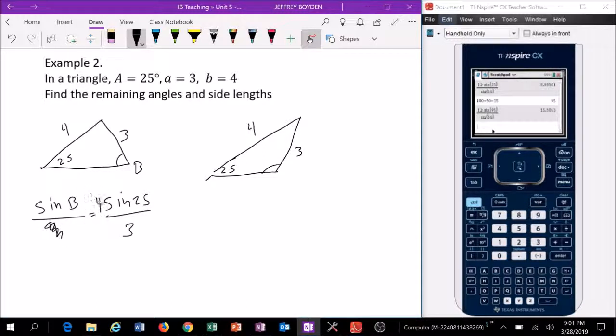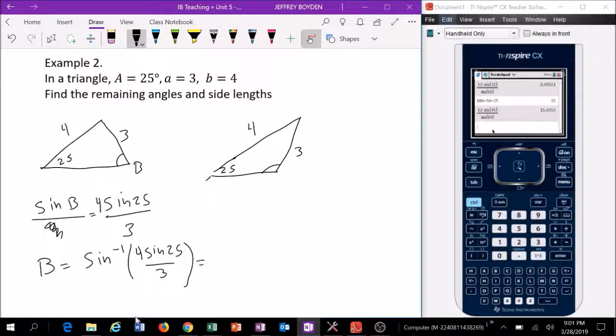And then here's where a lot of people make a mistake. If you type this in the calculator, you will get an answer, but it won't make any sense because there's a sine sitting right here. So we have to get rid of that sine by doing a sine inverse. Remember, inverses find angles. So anytime you're looking for an angle, you're going to have to use some sort of an inverse trig function when we're doing trigonometry. So we have to type in sine inverse of 4 sine 25 over 3.